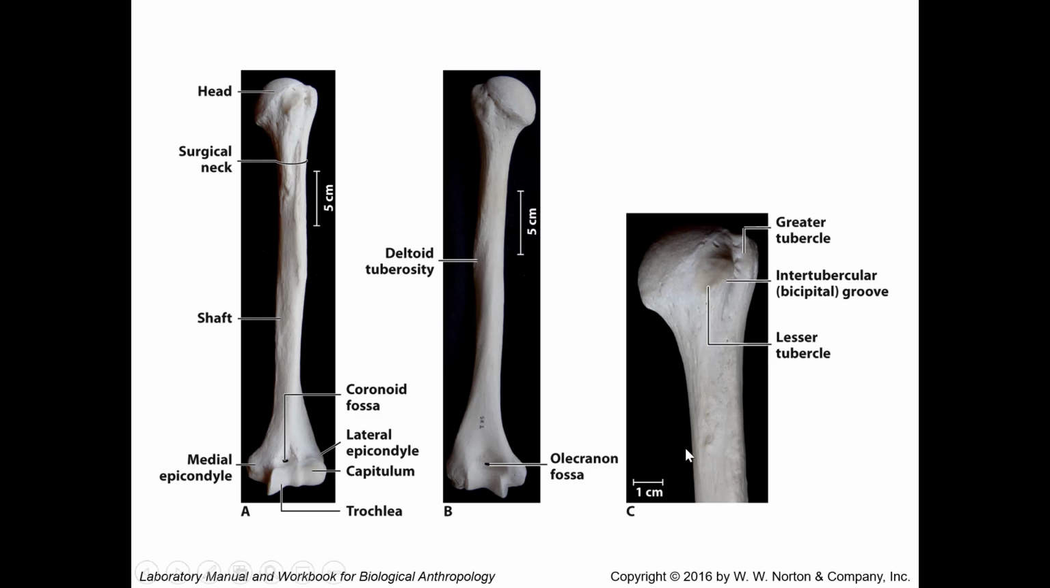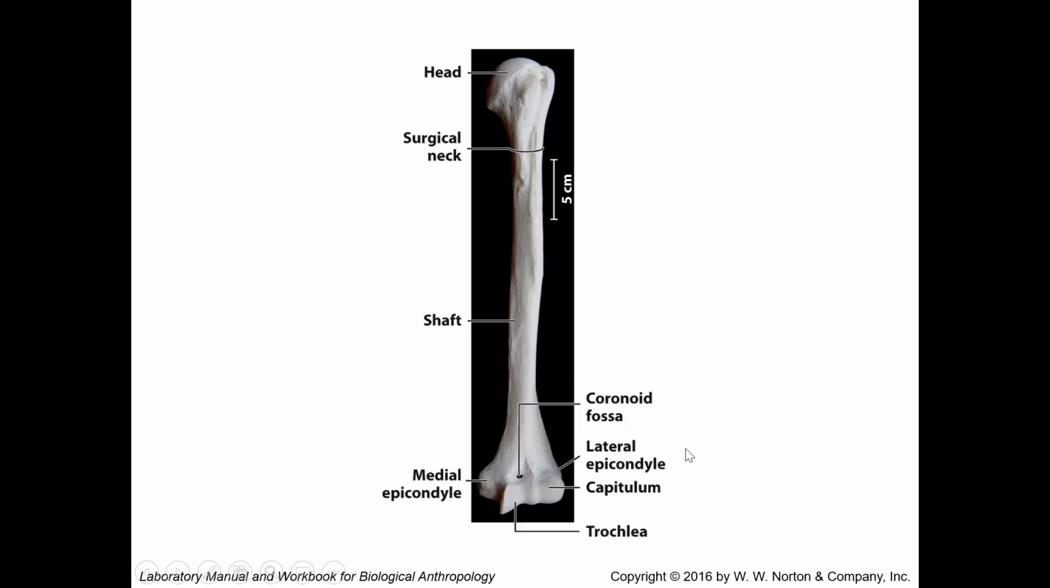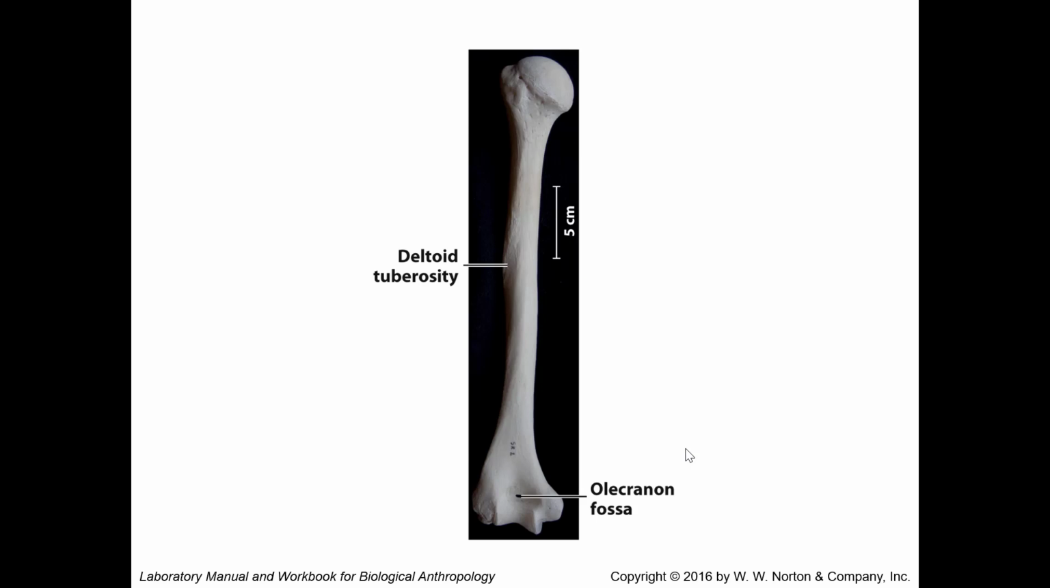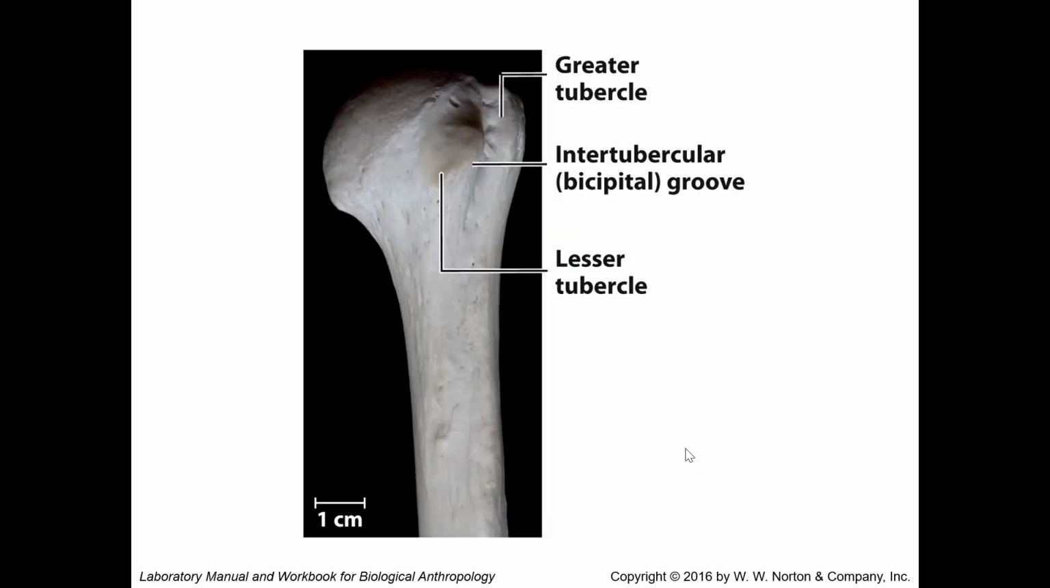So here again, we're looking at the images. You've got an anterior view, a posterior view, and here a close-up of the proximal end of the human left humerus. You can see the important features distinguished on the bone, like the lesser tubercle, the greater tubercle, and then the intertubercular groove. This is the part that articulates with the scapula to create the shoulder joint.